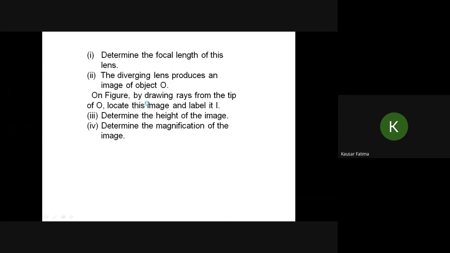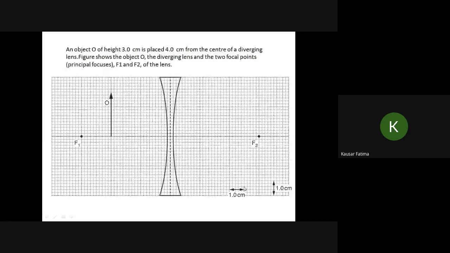What will you do in order to determine the focal length? You will measure it. See, the 5 small squares are 1 centimeter. So you will start measuring from f2 or f1 to the optical center. Count how many are there. 1, 2, 3, 4, 5, 6 centimeter is the focal length of this lens. You confirm it, verified by measuring the other side as well. So you will get the focal length.